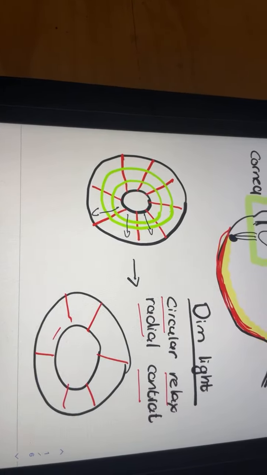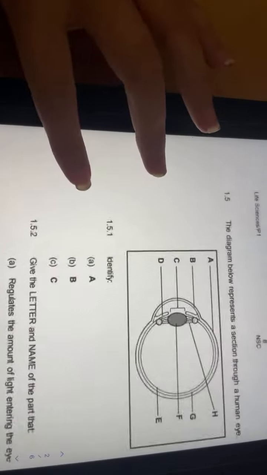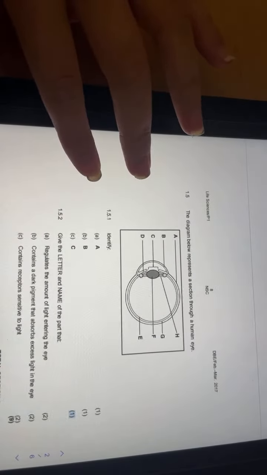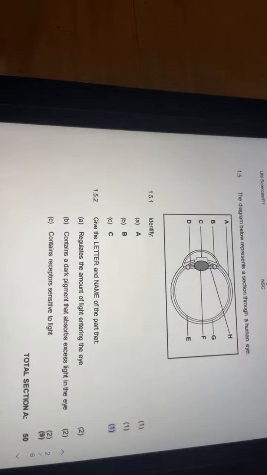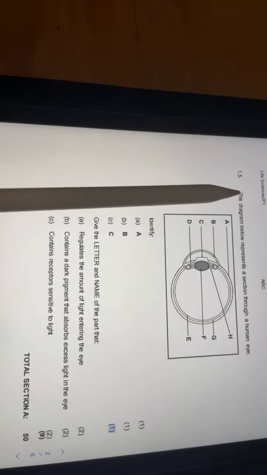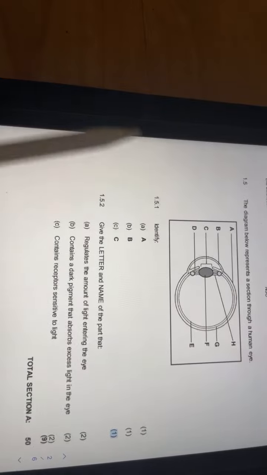Now, I thought it would be quite useful as well for our revision today to also do a past paper question. This one is just very straightforward. It's a nice, easy one, not too challenging. And so I'm just going to go through some of them now and show you how to answer them. Okay, so simple diagram. This is from question 1 in a past paper, so it should be fairly straightforward. The diagram below represents a section through a human eye.